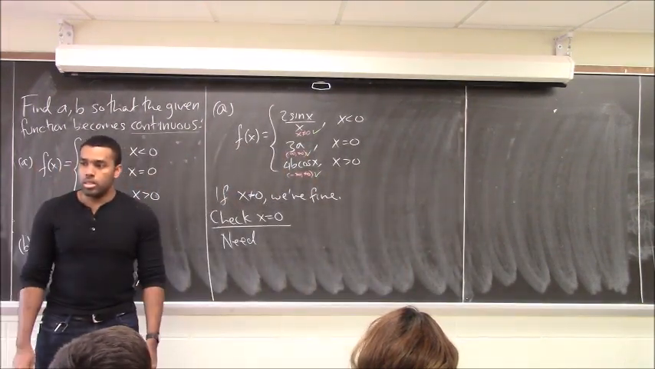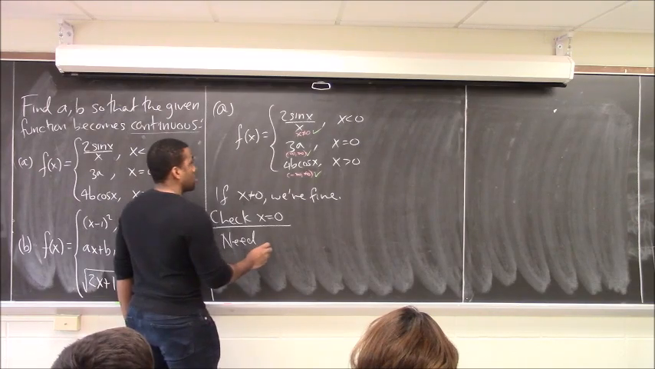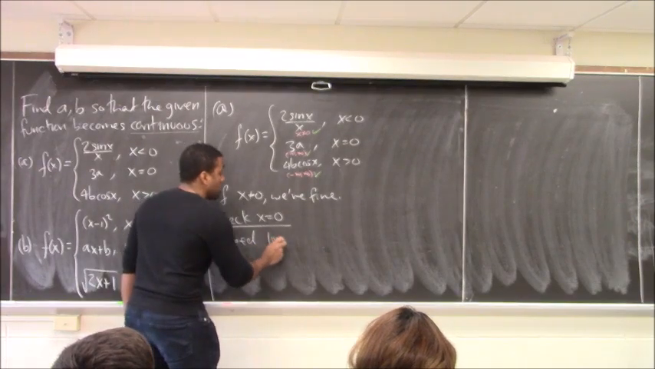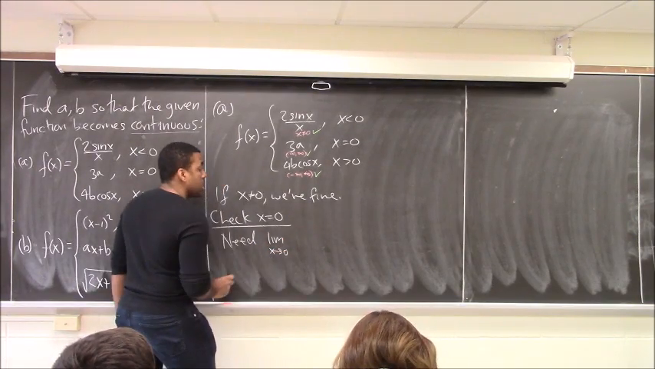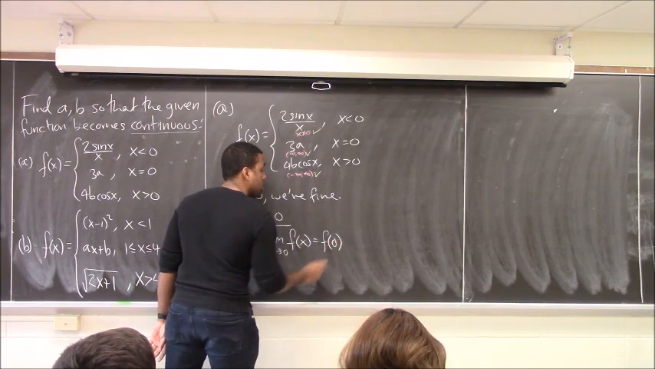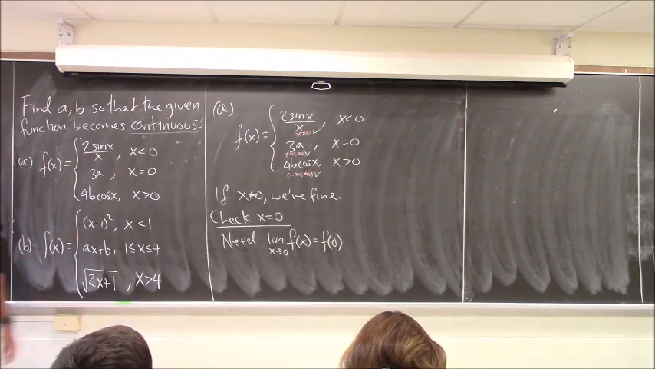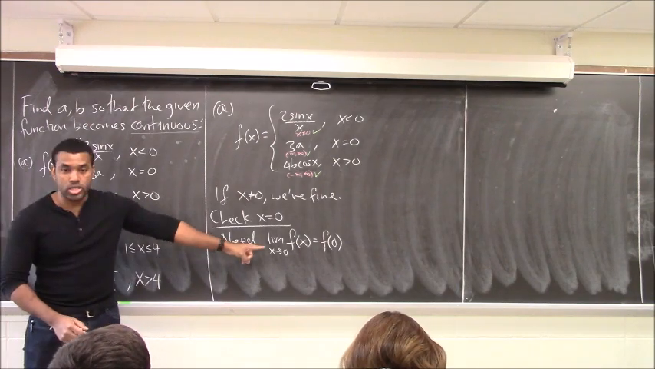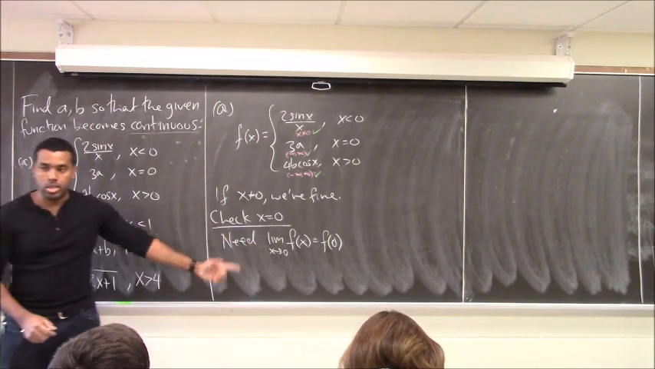Yeah. The limit as x approaches a of f of x has to equal f of a. Right, which in this case is 0 specifically. We want the limit as x approaches 0 of the function to be equal to the value of the function at 0. So when I ask you to make something continuous, you need to make sure that equation is satisfied. That's what it means to be continuous.